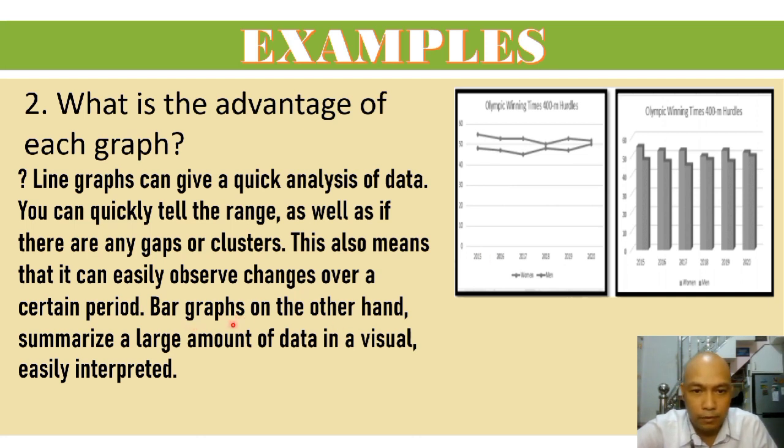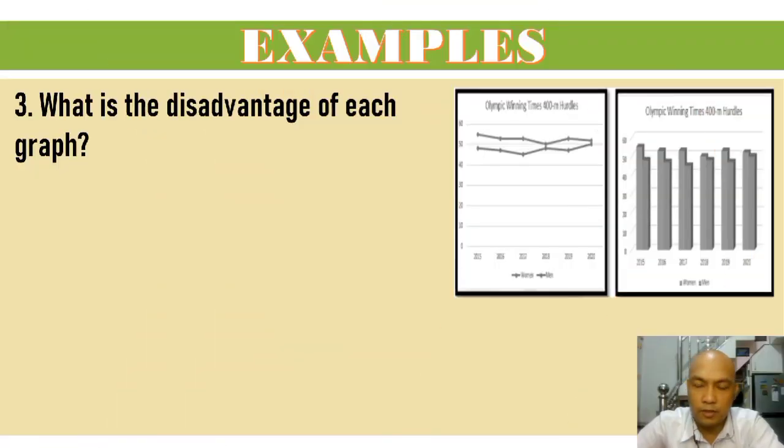But the bar graph, on the other hand, summarizes a large amount of data in a visual and easily interpreted way. So, we can see here, in 2015, the time of the women is higher than the men, likewise, it is almost the same, right? Okay, so that is the advantage of the bar graph. So what is the disadvantage of each graph?